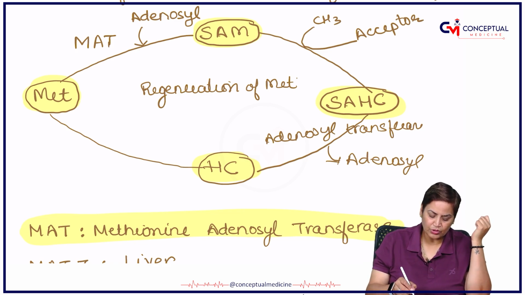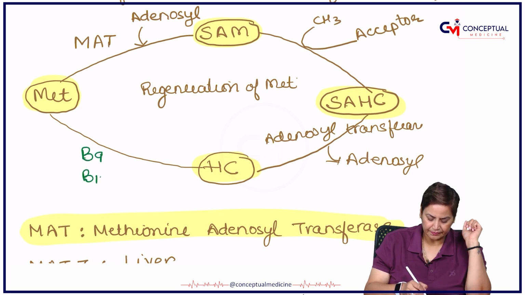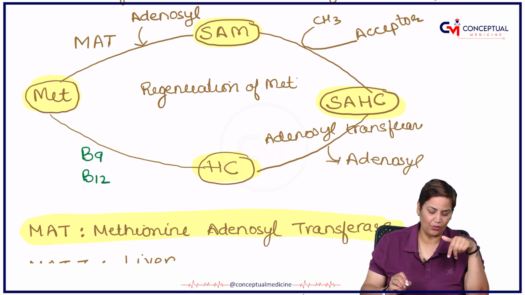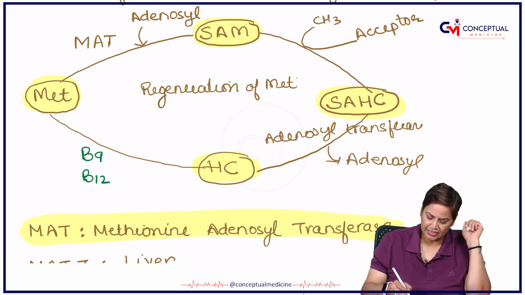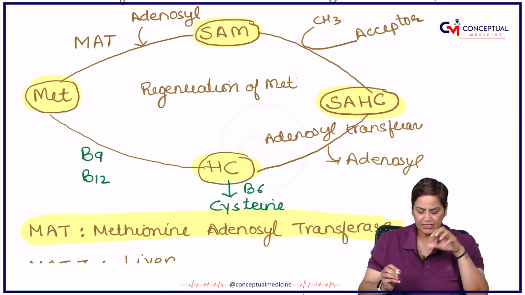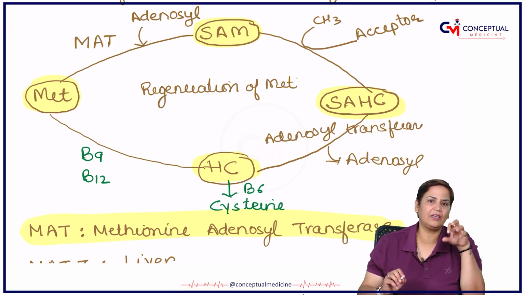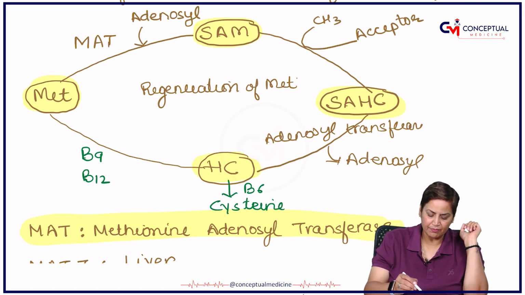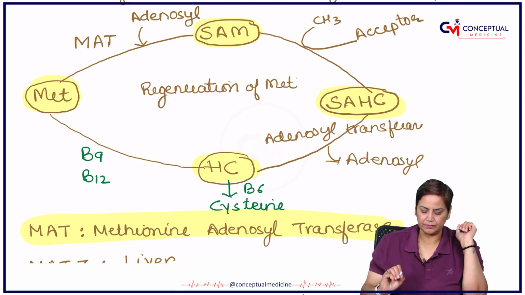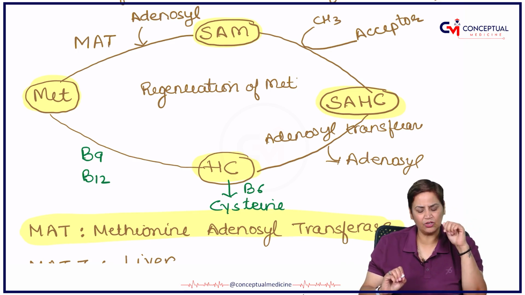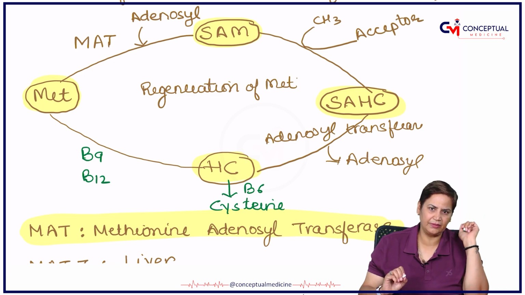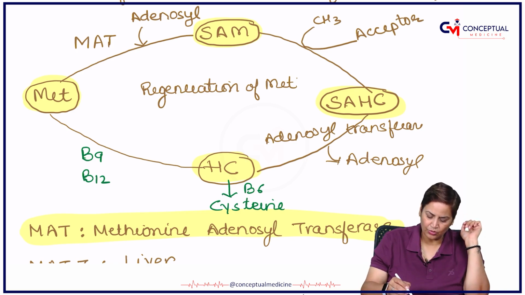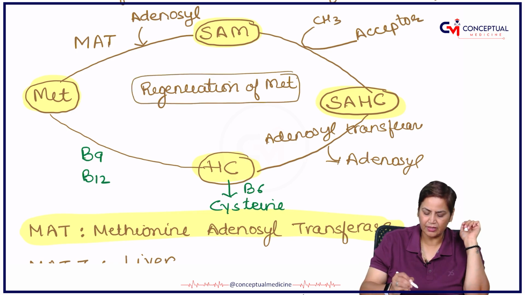Okay, so homocysteine to methionine requires B9 and B12, which we are going to discuss in detail now. And this homocysteine, in the presence of B6, will form cysteine. So you can see that just by seeing this particular cascade of reactions, methionine is donating the methyl group and itself is converted back to methionine, right? So this is actually known as regeneration of methionine.